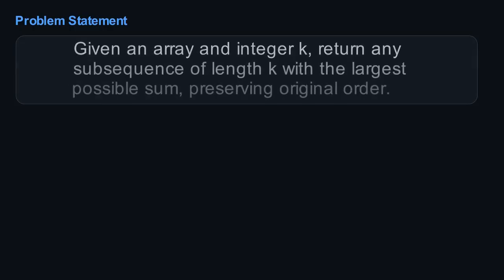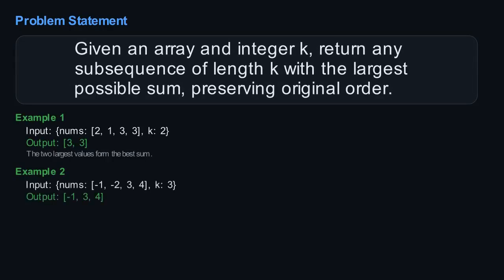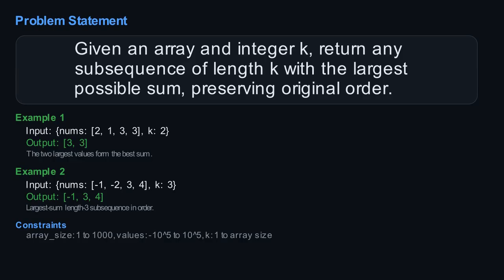Given an integer array nums and an integer k, our goal is to return any subsequence of nums of length k that has the largest sum. Crucially, the elements in the returned subsequence must maintain their original relative order from the input array. For example, if we have 2, 1, 3, 3 and k is 2, we should return 3, 3.